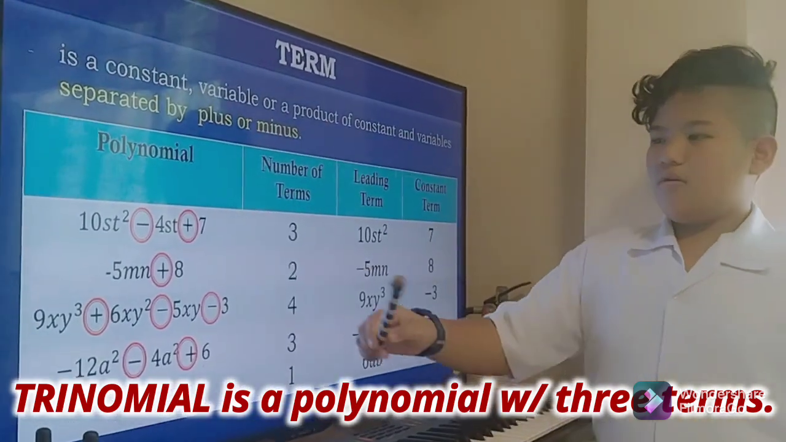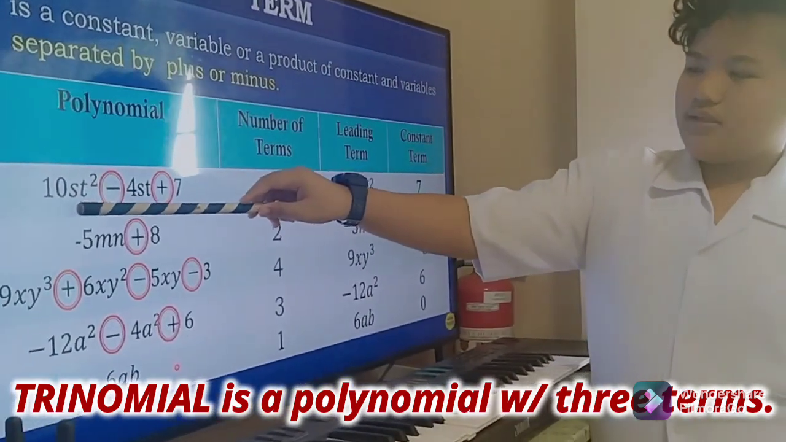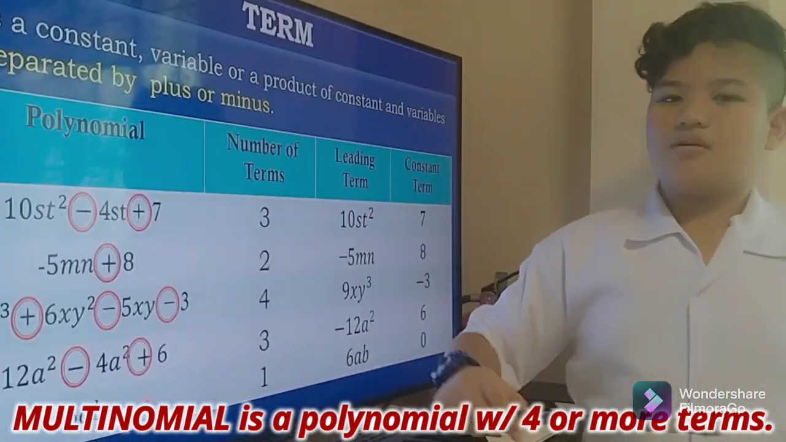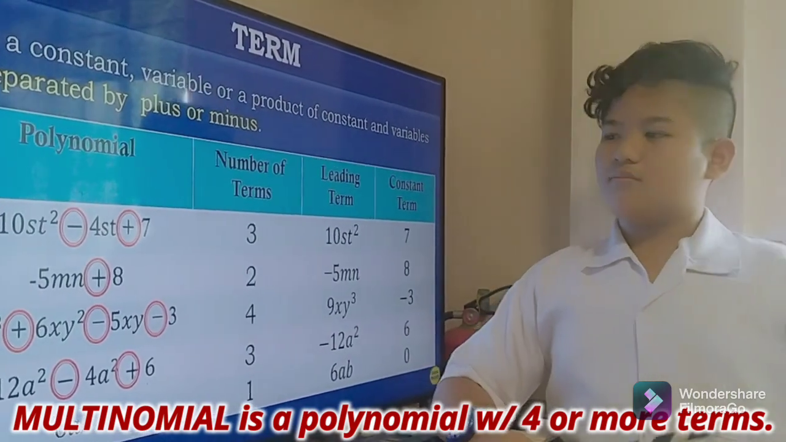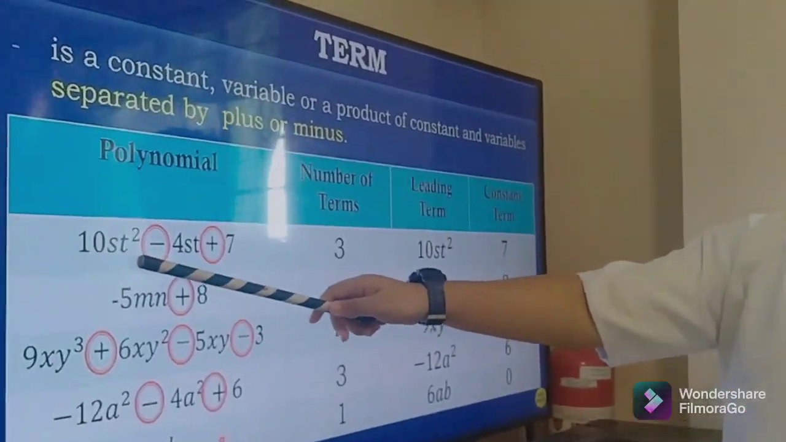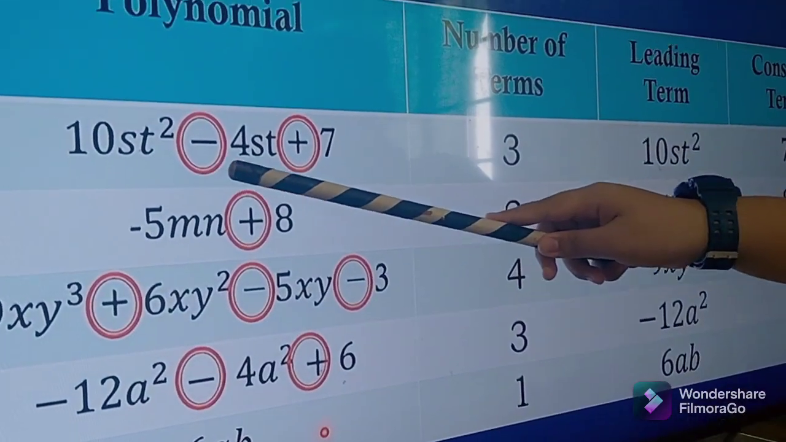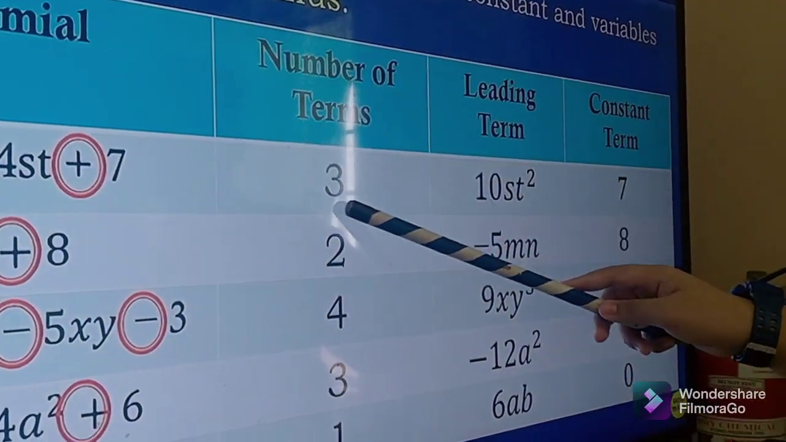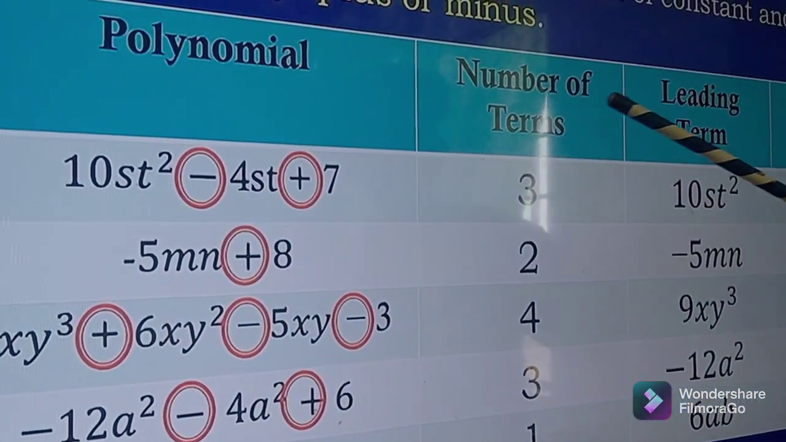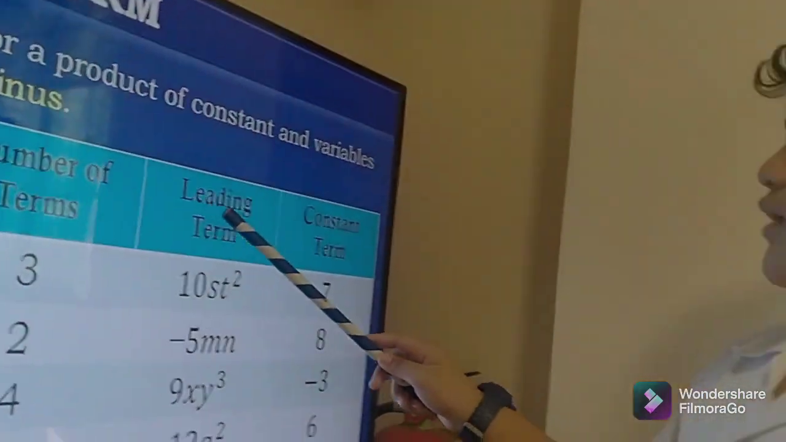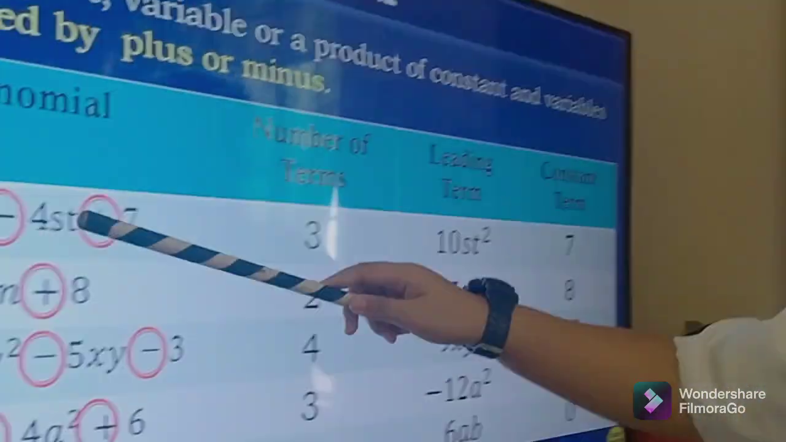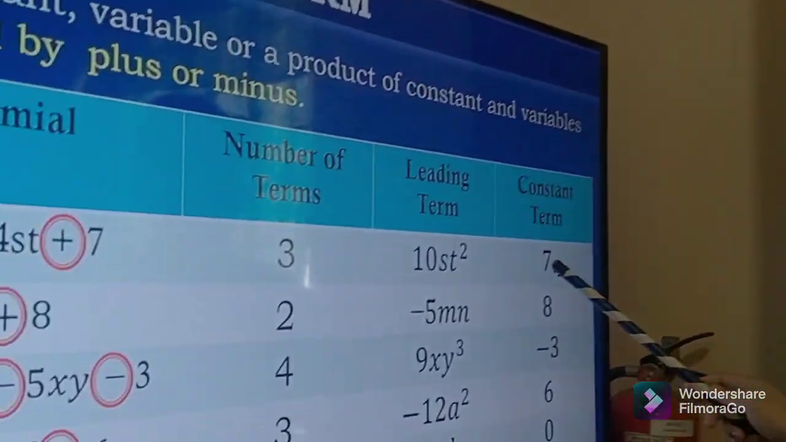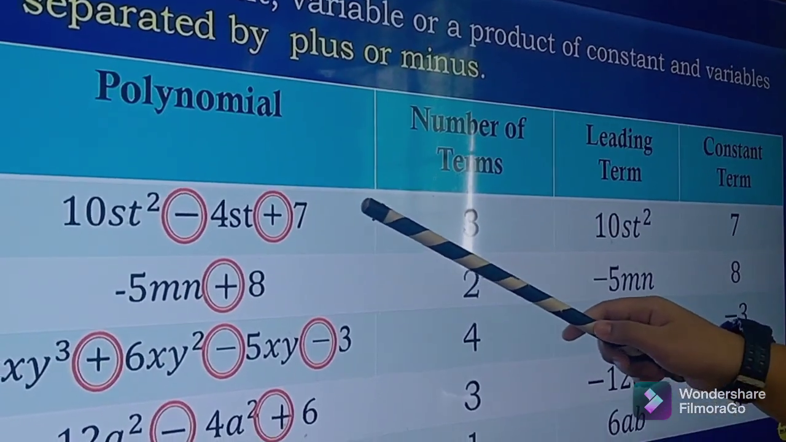Let's start. Our first example is 10st squared minus 4st plus 7. It is a trinomial because it is a polynomial with 3 terms. The first term is 10st squared. The second is negative 4st. The third term is 7. Number of terms. The number of terms is 3: 1, 2, 3. Leading term. Leading means first. So the first term is 10st squared. Constant term. Our constant term is 7 because it has no variables.